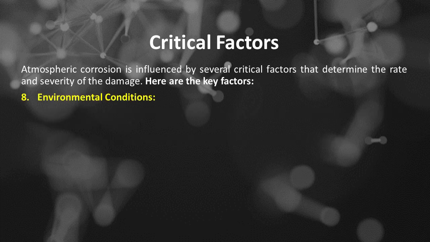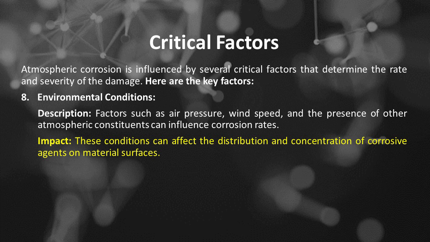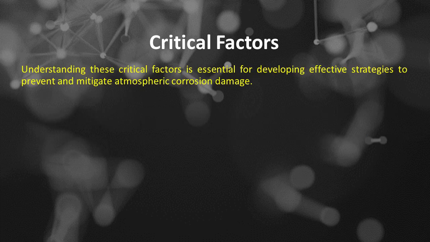Critical factor number 8 is environmental conditions. Description of environmental conditions. Factors such as air pressure, wind speed, and the presence of other atmospheric constituents can influence corrosion rates. Impact of environmental conditions. These conditions can affect the distribution and concentration of corrosive agents on material surfaces. Understanding these critical factors is essential for developing effective strategies to prevent and mitigate atmospheric corrosion damage.